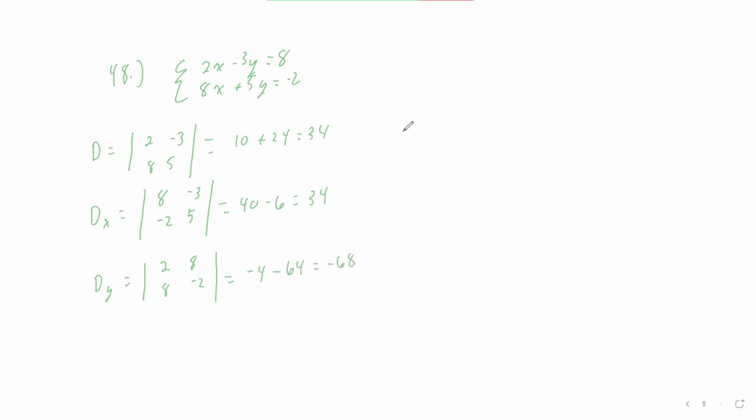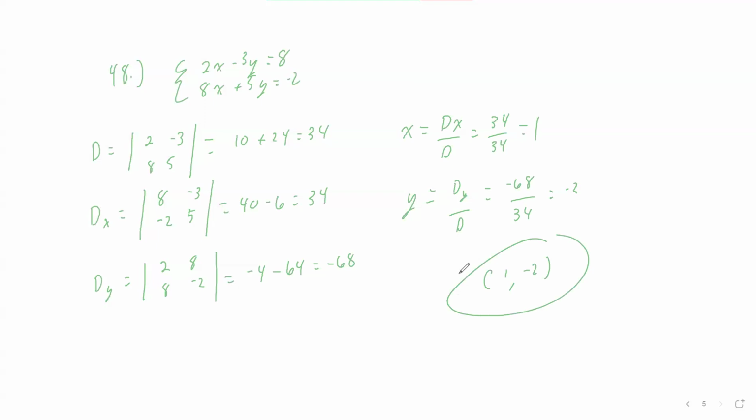And so therefore, according to Cramer, x is equal to Dx over D. Now that I've done all the work, I can just say that's 34 divided by 34, so x is 1. So that's the solution. Y is Dy over D, so that's going to be -68 over 34, which is -2. So my answer is 1, -2. I didn't have to do a matrix. I just based it off the determinants using Cramer's rule.